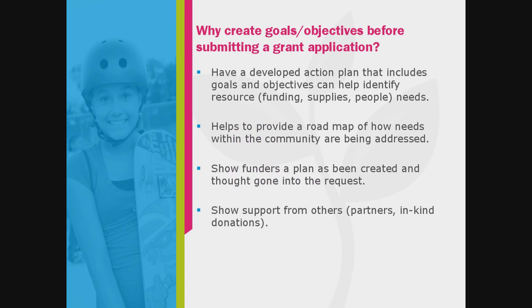So why are we talking about goals and objectives as we're talking about grant writing? There are a couple reasons. Having a developed action plan that includes goals and objectives can help you to identify what resource needs you have within your community to achieve the goals and objectives you've set out for your team. And again, those resources could be funding, could be supplies, could be people. An action plan helps to provide a roadmap for how needs within the community are being addressed. And funders like to see that there's a plan in place and that you've been doing work to try to achieve this goal on your own.